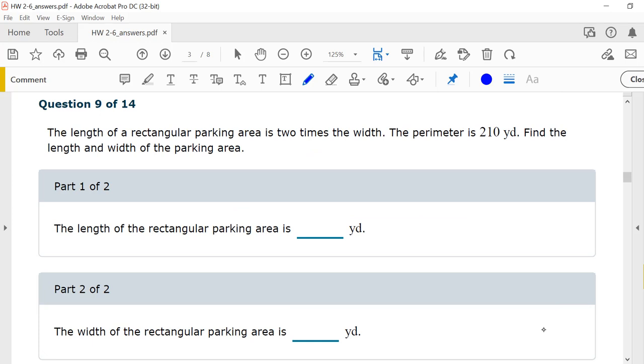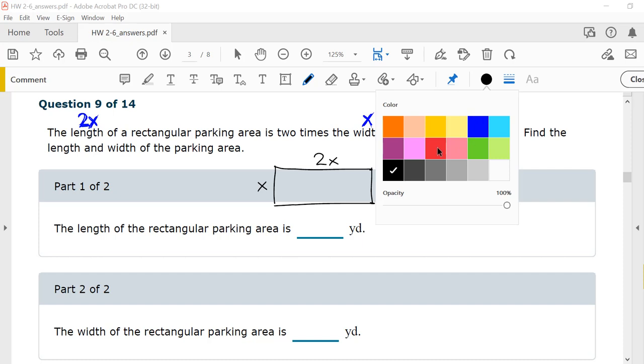Number 9. This is an application. The length of a rectangular parking area is 2 times the width. So I'm going to let the width be x, and the length is 2 times the width, so the length would be 2x. It's a rectangular parking area, so if I were to draw it, I would have x and 2x. The perimeter is 210 yards. Find the length and the width of the parking area.